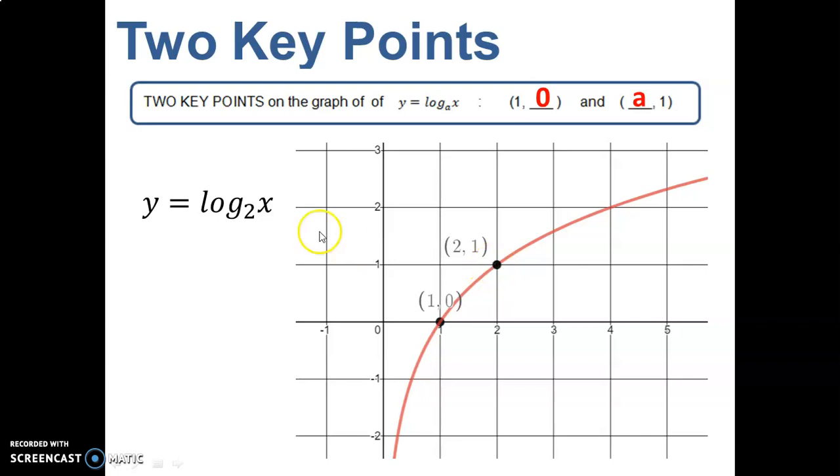And why does that work? Because again, if you put a value of 2 in here, then we would say 2 to the first power is equal to 2. So that means the answer to this y value must be 1. So we have that there. Think about that for a moment, how that works.